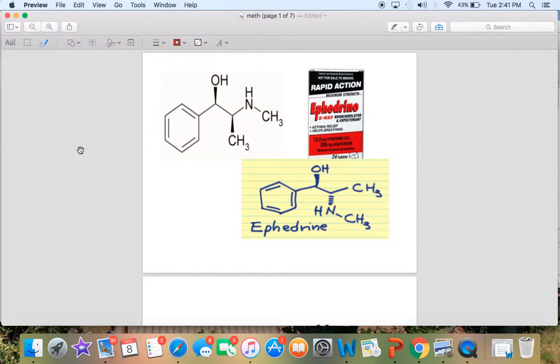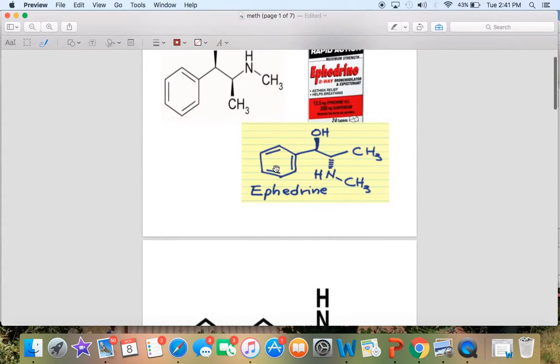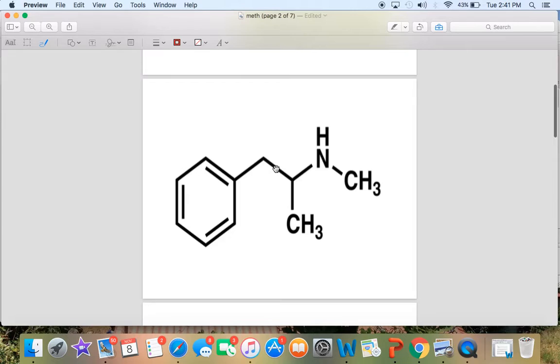Methamphetamine was first synthesized from the naturally occurring alkaloid ephedrine by Japanese chemist Nagai Nagayoshi in 1893 while researching the structure of ephedrine. This is the chemical structure of ephedrine. This research resulted in what is now known as methamphetamine. The formula for meth is C10H15N. Its molecular weight is 149.2 grams per mole.